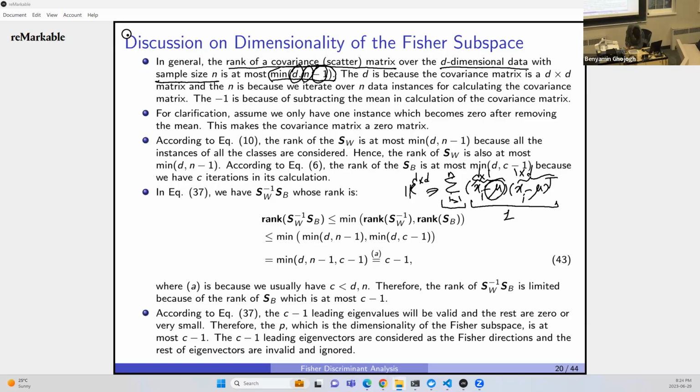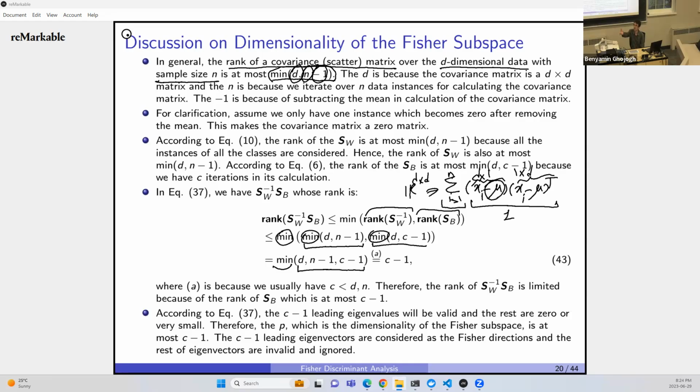And now let's talk about the rank of SW inverse SB, which is the solution of Fisher discriminant analysis. So the rank of this is at most the minimum of the rank of SW inverse and the rank of SB. We just talked about it. The rank of SW inverse is min of d and n minus 1. But the rank of SB is min of d and C minus 1. Why? Because I have a summation over C classes in the SB. Therefore, the whole thing is the minimum of d, n minus 1, and C minus 1.